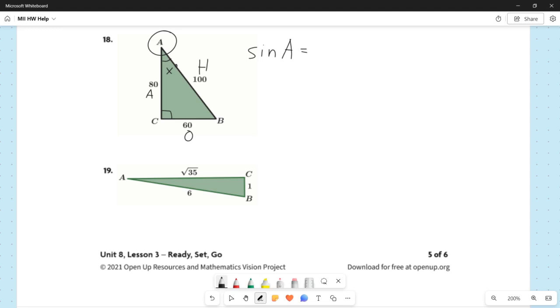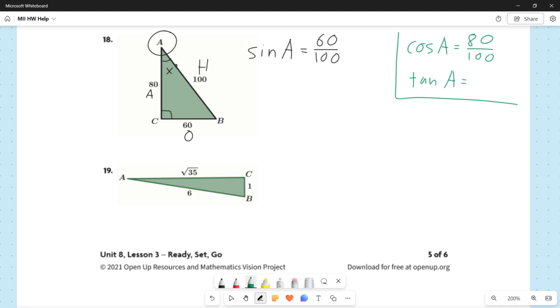And because we're talking about angle A, it means that 60 is opposite and 100 is my hypotenuse. Now, as a quick side note, if you were to use cosine, that is perfectly fine. With cosine, your ratio would be 80 over 100. And if you were to use tangent, that's also perfectly fine, and your ratio would be 60 over 80. Either one of these would be perfectly fine. And again, we have this flexibility because we know all three sides.